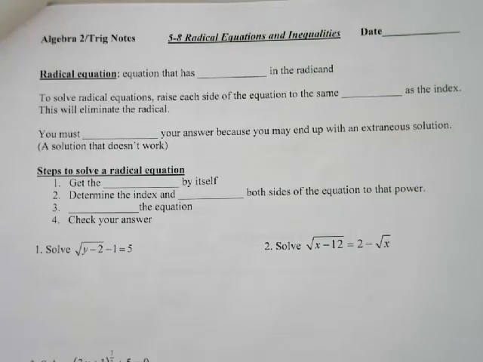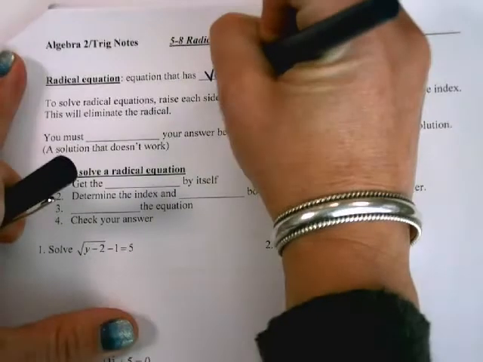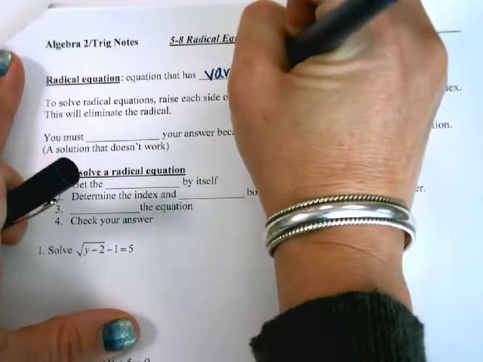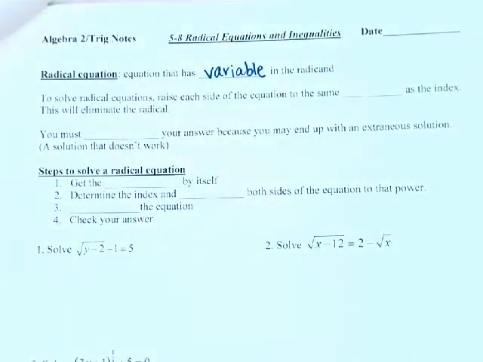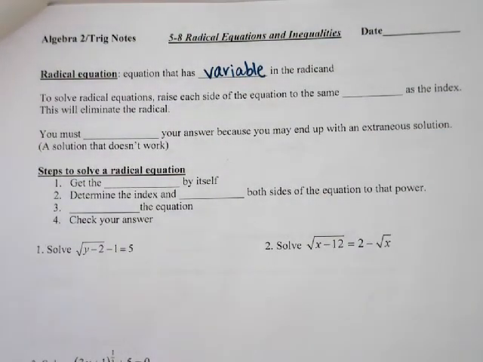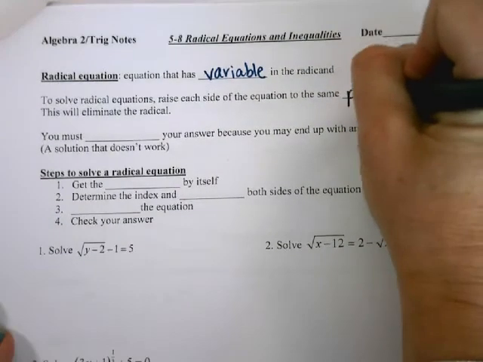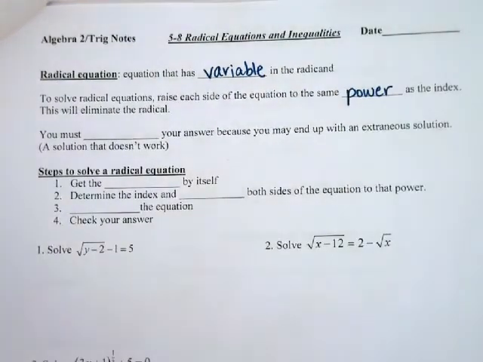Okay, 5-8 radical equations and inequalities. So a radical equation is an equation that has a variable in the radicand. So if there's a variable under the radical. To solve radical equations, raise each side of the equation to the same power as the index. This will eliminate the radical.